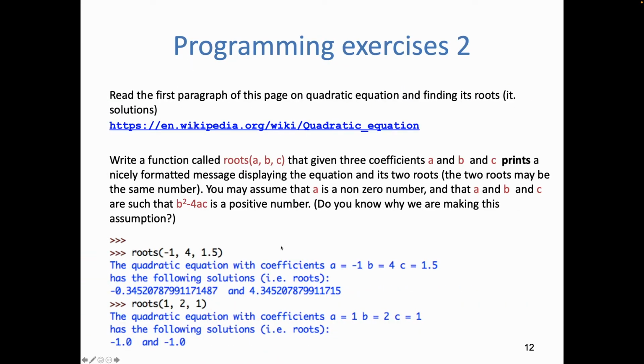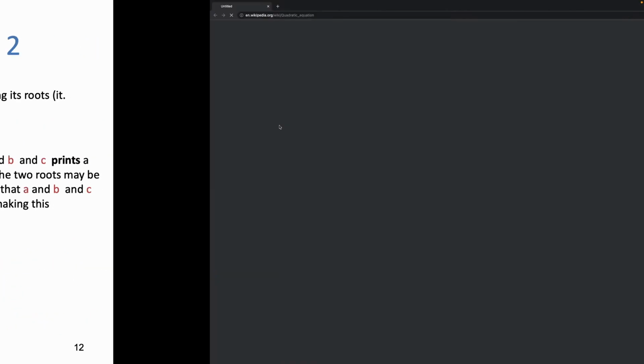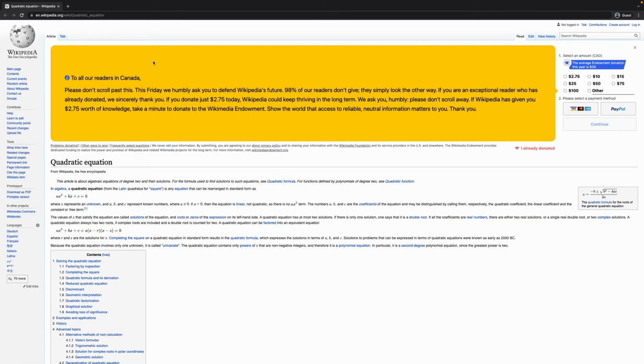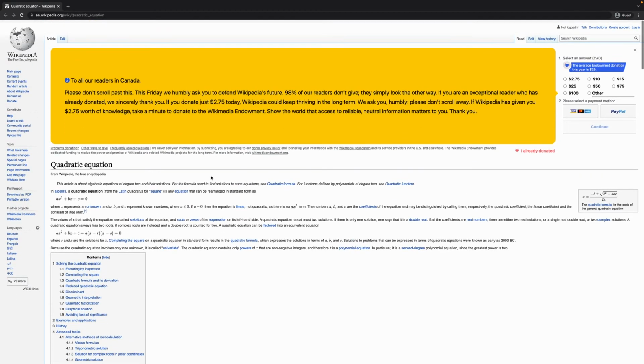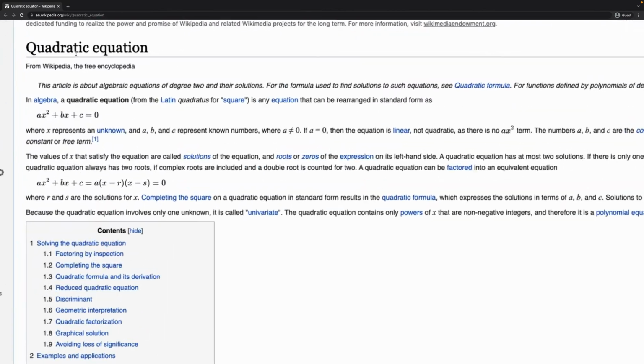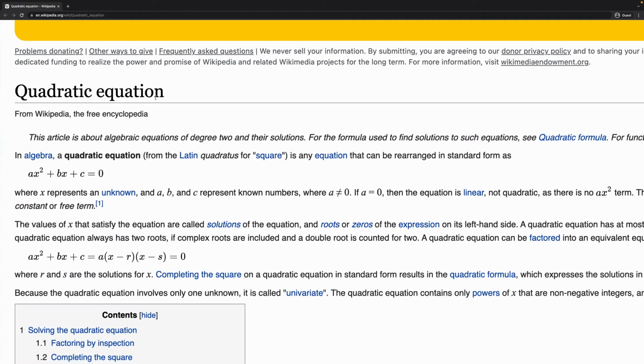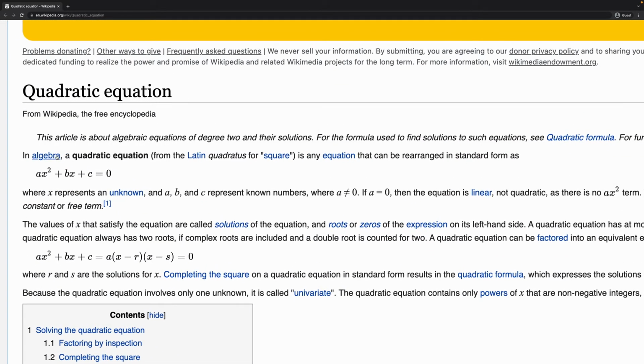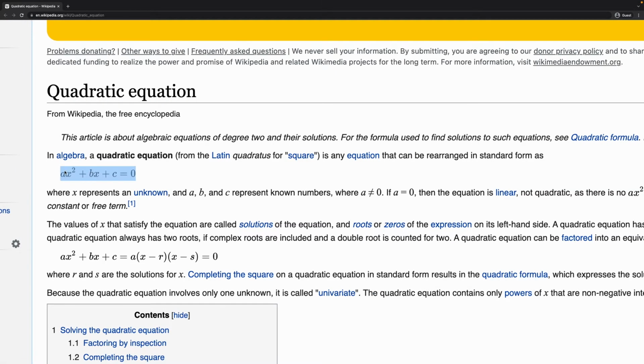Okay, next exercise is to read the first paragraph of this page on quadratic equation and finding its roots. This website talks about quadratic equation. So a quadratic equation looks like this. This one.